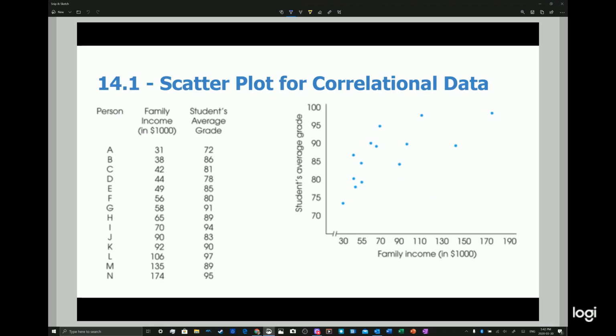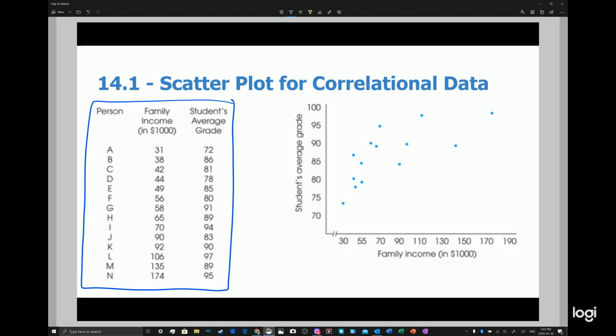Here we see a chart, and we see some students, person A to N, and it's measuring a person's family income and that student's average grade. Again, this is a sample we're using. You probably would not agree with this, but it's trying to get some hypothetical or real sample data. As you can see here, family income goes up from 31,000, here it's in thousands, to 174. That's rich. And then you see the student's average grade.